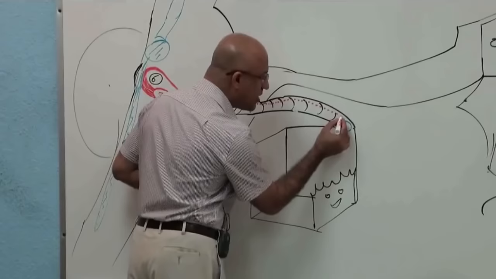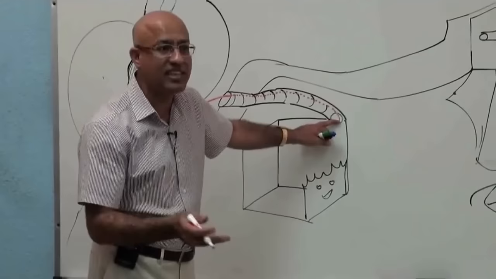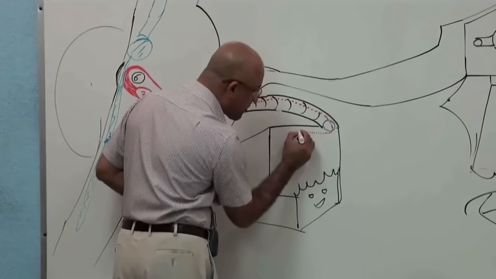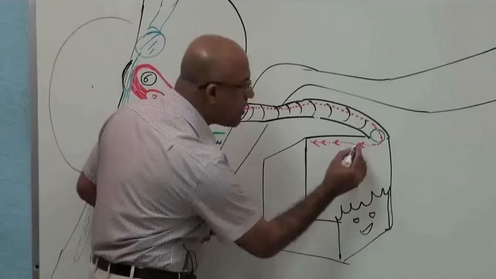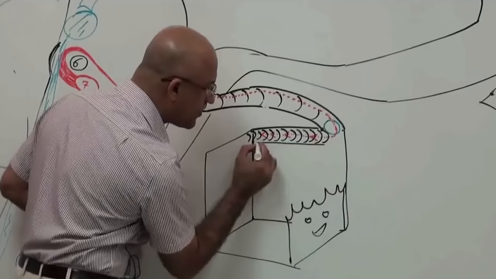But remember, these fibers don't relay in the ganglion. These are brachiomotor fibers. They just pass by the ganglion or within the ganglion, but they don't stop there. These fibers pass through the ganglion and then they move. Now they are moving forward or backward? Backward, very good. They are going through a bony canal. There is a long canal here, and this canal is a bony canal.